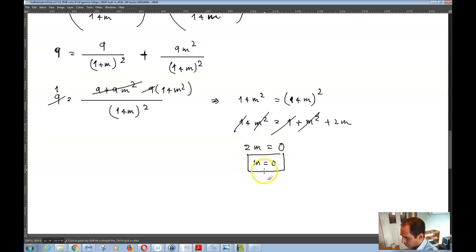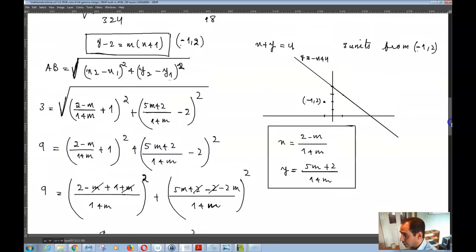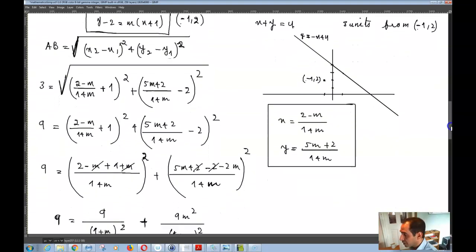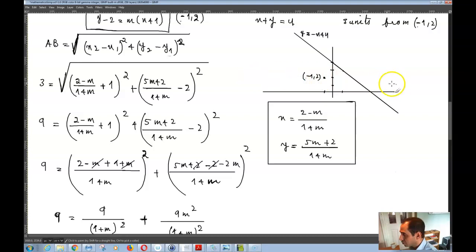That means that the slope of the line has to be 0, meaning that the line goes through this point and the slope is 0. That means that it's parallel to the x-axis. It would be some line like this.